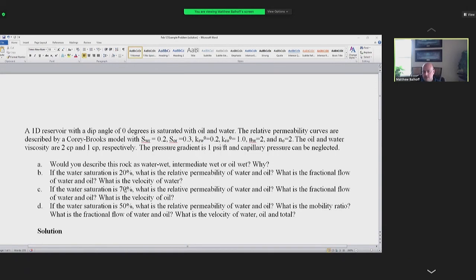The water saturation is one minus SOR, and so that's going to be equal to KRW naught, which is 0.2, or 20%, right? Now the fractional flow of oil is going to be zero because oil is not moving. It's at residual oil saturation, and then the fractional flow of water is one minus that, so it's one or 100%. Everybody follow that?